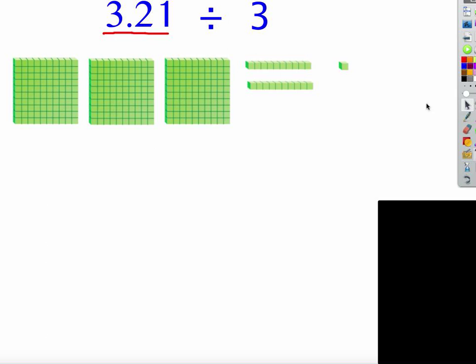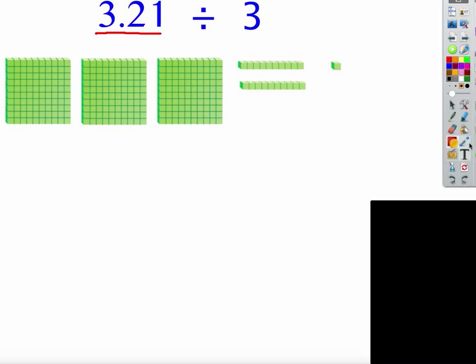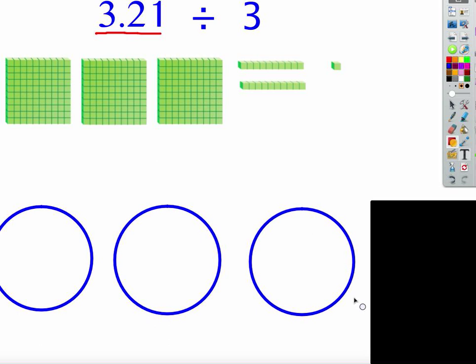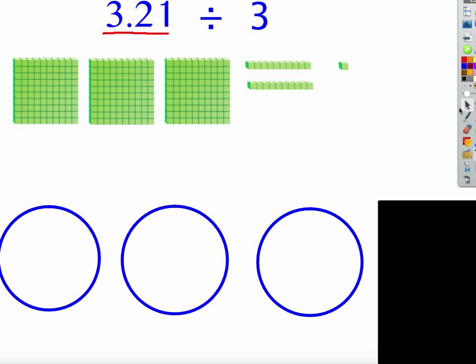Now dividing by 3 really just means that we're going to split 3 and 21 hundredths into 3 equal groups. So I'm just going to draw 3 equal circles down here, and that'll represent my 3 equal groups. Okay, now just like when we were kids, if you have a bunch of something and you want to share with someone, you basically say one for you, one for me, and so on. But the problem is, we start with the smallest one, and I only have one of these hundredths or these singles.